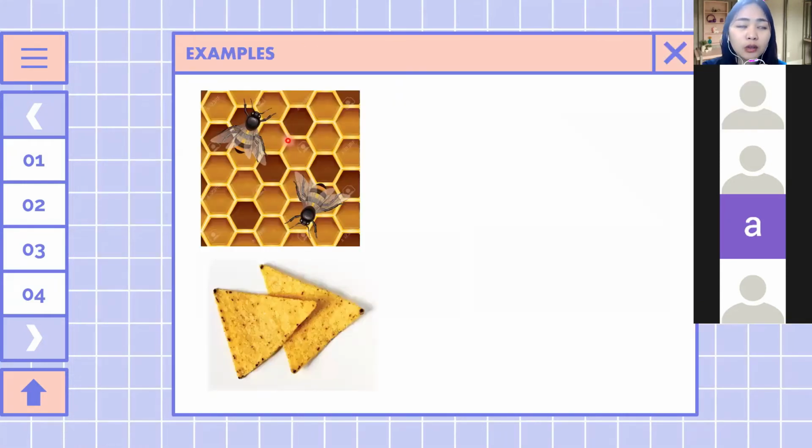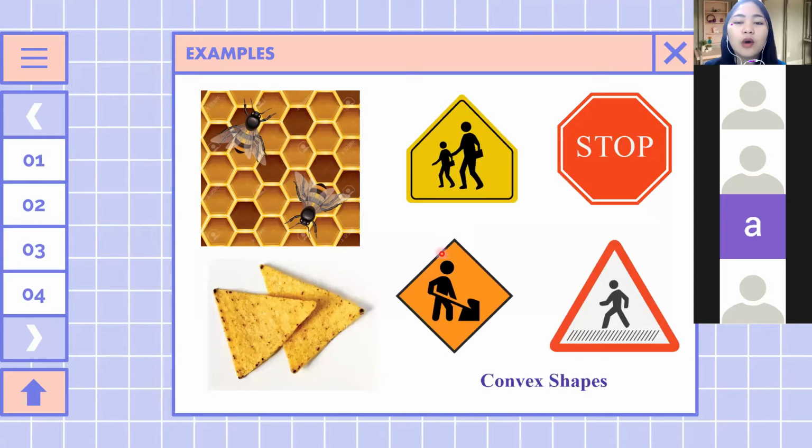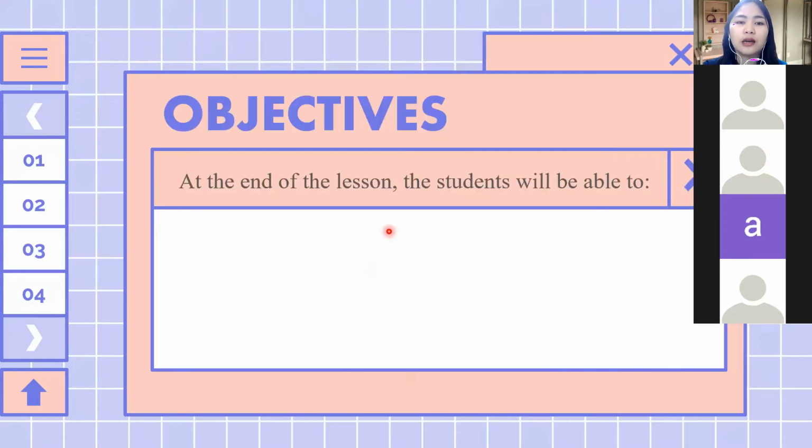Even sa pagkaon, kanang nova ba na siya, mga chips, naa pod siya in a form of triangle. Even sa ato ang surroundings, sa atong community, naa tay mga symbols na pentagon, kaning walking sign, naa pod stop sign, which is in a form of octagon. And even kaning mga symbols sa ato ang pagtabok sa pedestrian. So, these polygons, makita nato ni sila.